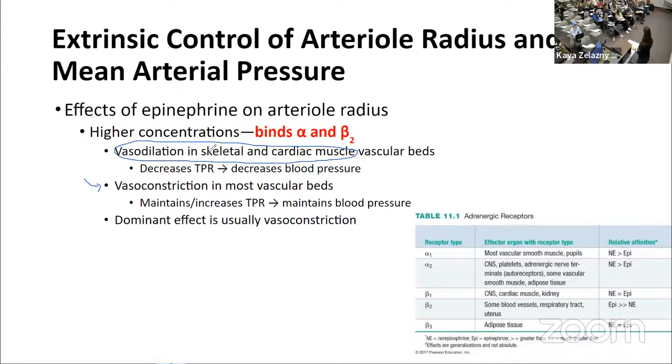So we want vasoconstriction to happen. That's going to happen out in your other vascular beds in order to make up for this. That's why it says that the dominant effect is usually vasoconstriction. As we go up to those higher levels of epinephrine, there's more of the rest of your body, other than just the heart and the skeletal muscle, responding. So they make up for it and can go even a little bit overboard, and it's actually good for your body overall. I realize this is a little confusing the first time you see it.